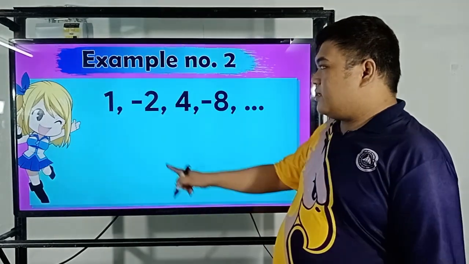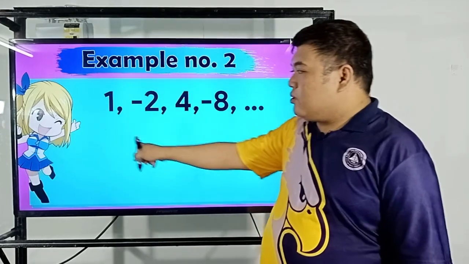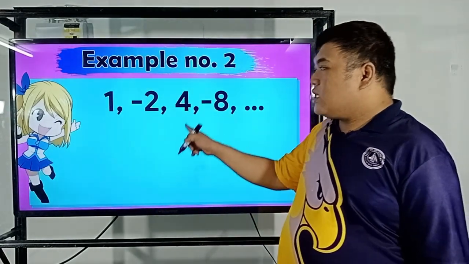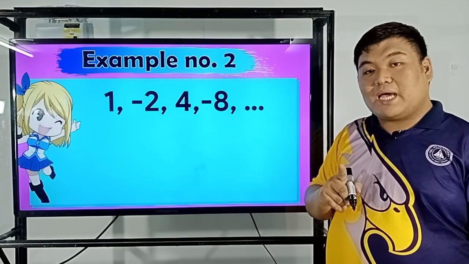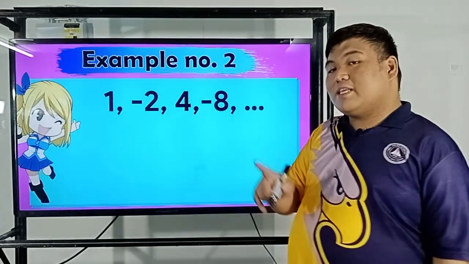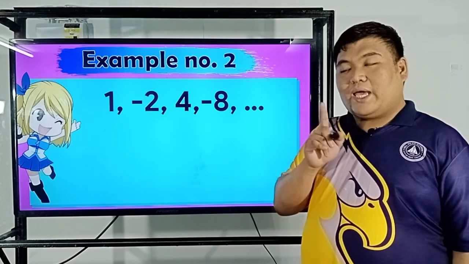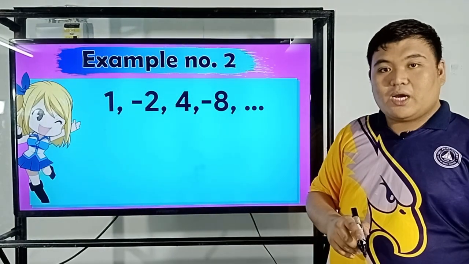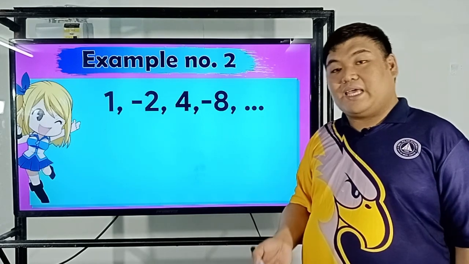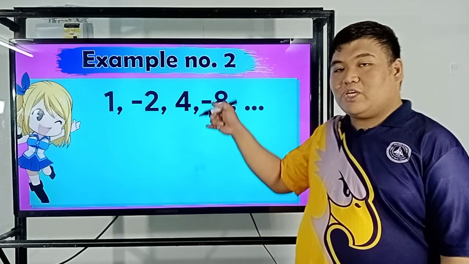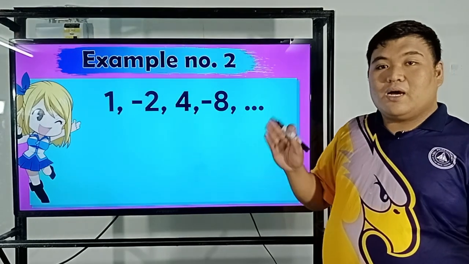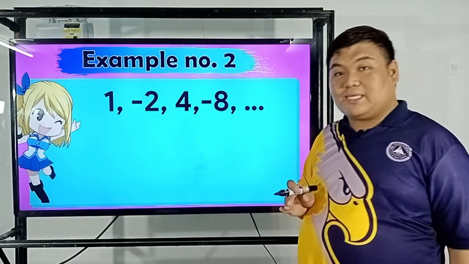Diba, we have negative 2 divided by 1, that is negative 2. 4 divided by negative 2, since magkaiba ang sign, ang sagot ay negative. 4 divided by 2, 2. Kaya negative 2 pa din. Then negative 8 divided by 4, still is negative 2. So, therefore, geometric sequence yan. Sabi ko nga sa inyo, pag ganito naman, automatically, this is a geometric sequence.